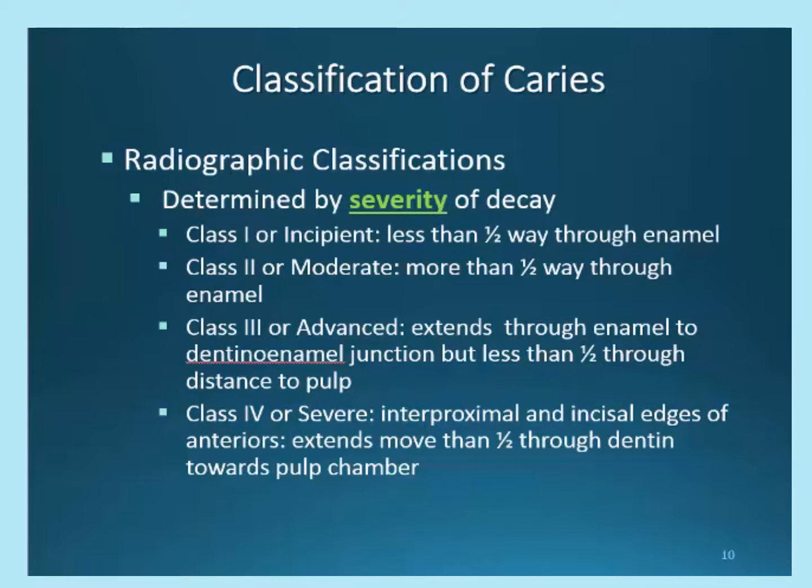Class 3, or advanced decay, moves beyond the dental enamel junction into the dentin, but does not advance beyond the midline of the dentin towards the tooth pulp. In our last classification, Class 4 is severe dental decay. This classification identifies the worst scenario, as decay has moved beyond the midline of the dentin towards the pulp and may have even invaded the pulp chamber.